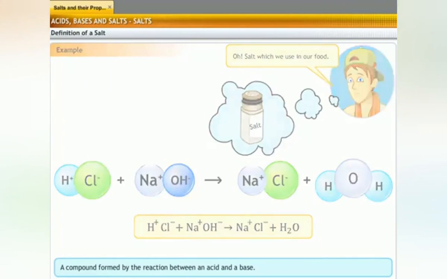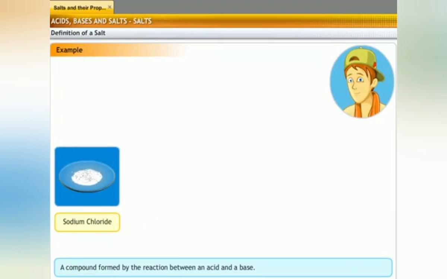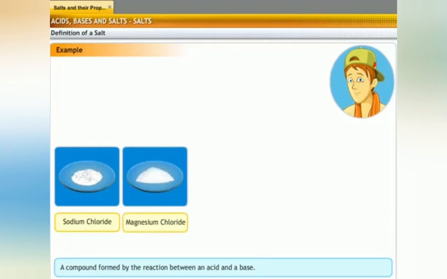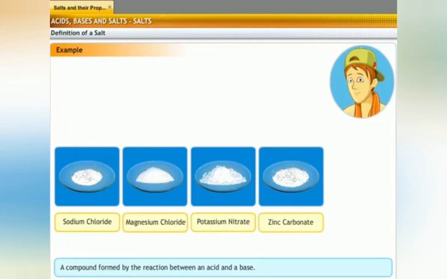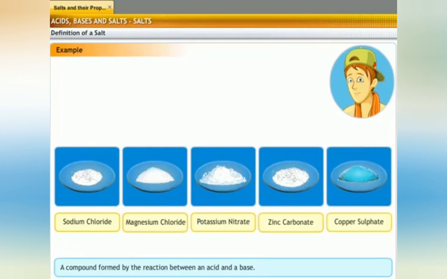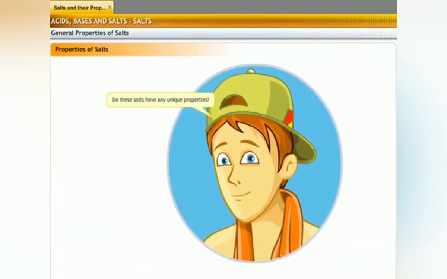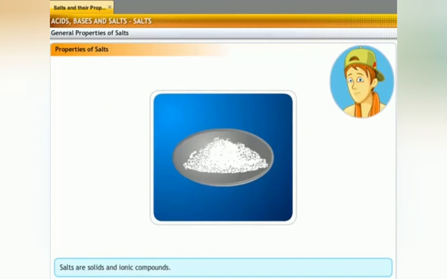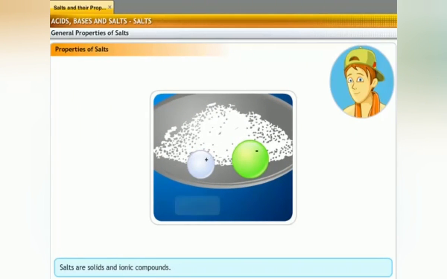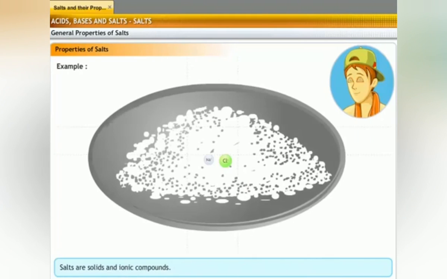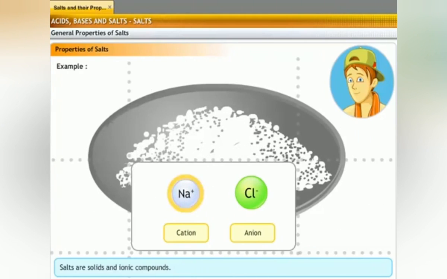Yes, some salts like sodium chloride are edible, and other salts like magnesium chloride, potassium nitrate, zinc carbonate, and copper sulfate are useful to us. Do these salts have any unique properties? Salts are mostly solids and are ionic compounds. Every salt has a positively charged cation and negatively charged anion. For example, sodium chloride is made of sodium ions and chloride ions.